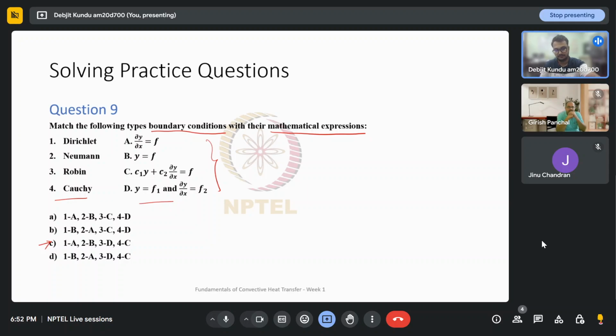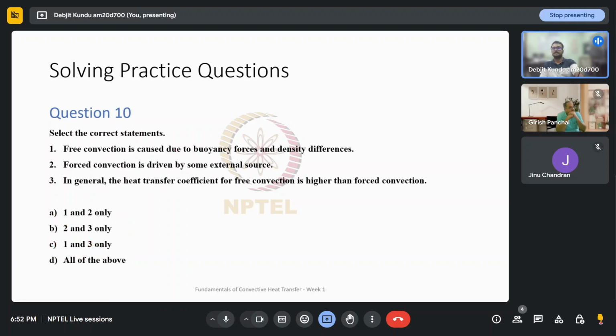Okay, so let's have a look at the solution. It's actually option B. So let's go through each of them first. We will try to match these first. So first of all, Dirichlet type.